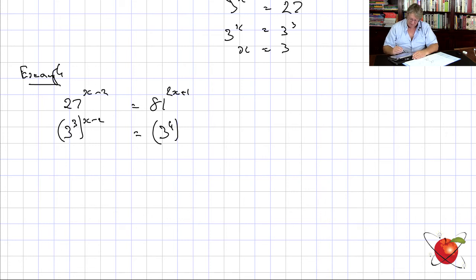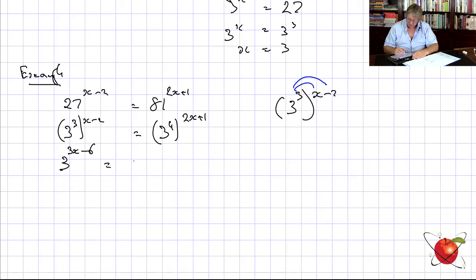So that's 3 to the power of 4, all to the power of 2x plus 1. What do I do next? Remove brackets. 3 to the power of 3x minus 6. Remember, that's 3 to the power of 3, x minus 2. You must remember in every case that the exponent multiplies by everything. So that's why it's 3 to the 3x minus 6 is equal to 3 to the 8x plus 4.